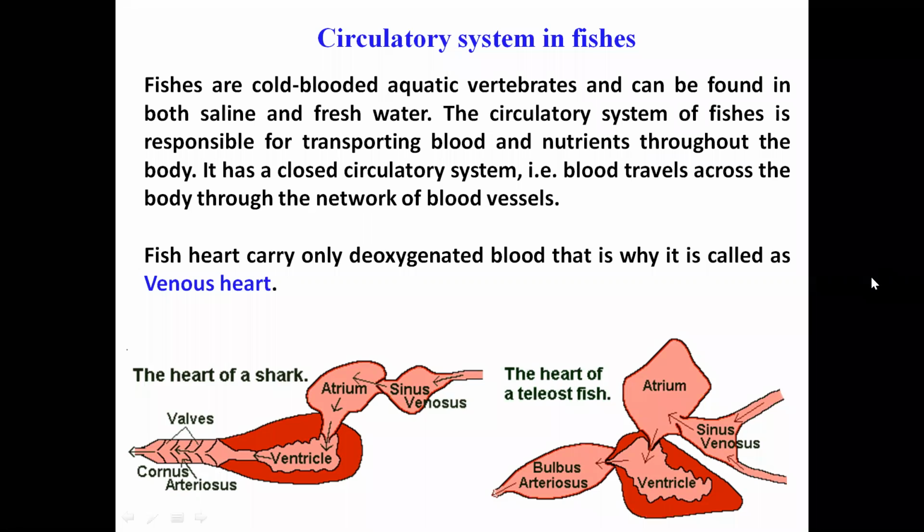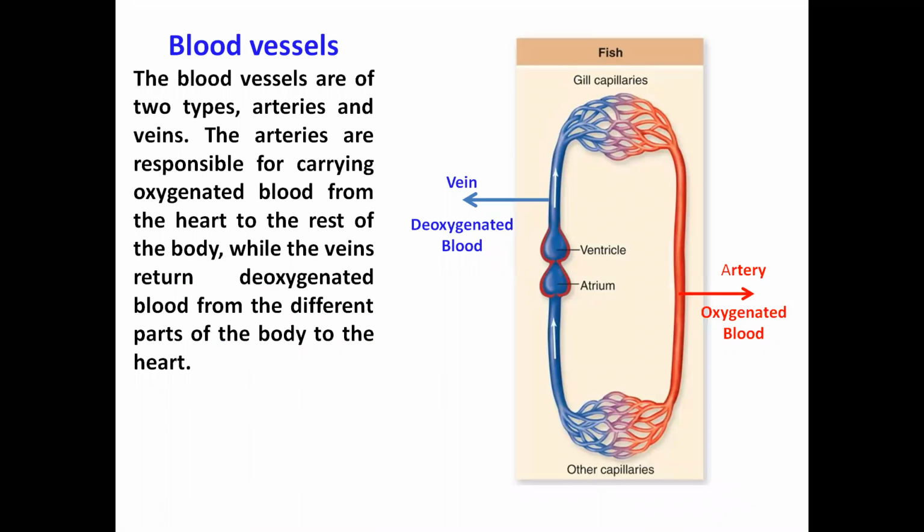As I have earlier told, the fish heart carries only deoxygenated blood, that is why it is called a venous heart. Now we've talked about the heart. Now the blood vessels. Blood vessels are tube-like structures which carry the blood from the heart to the different organs, and they also carry the blood from different organs to the heart.